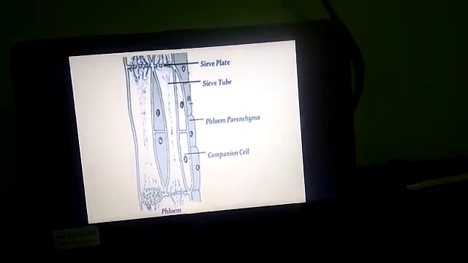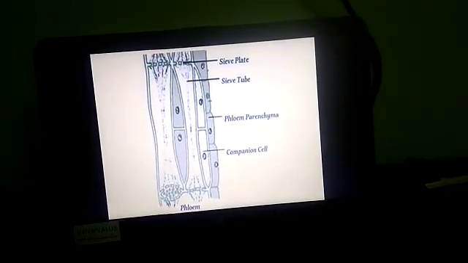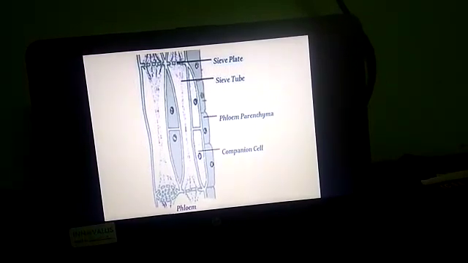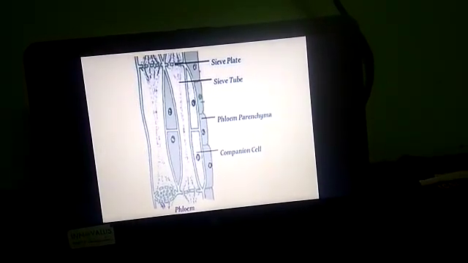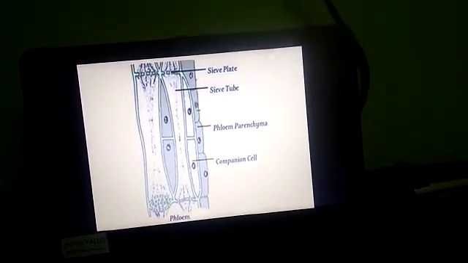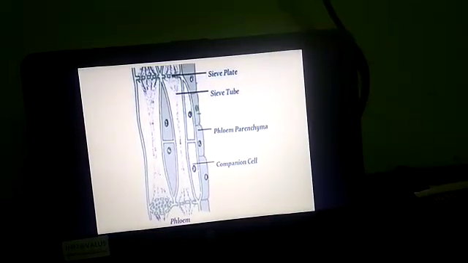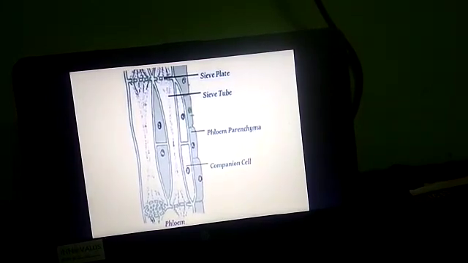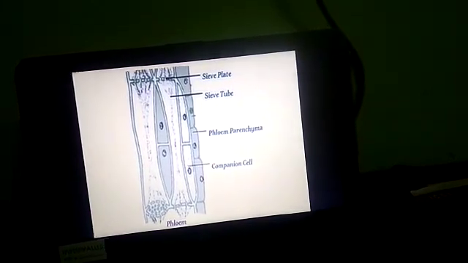Next, companion cell. Companion cells are living, thin walled elongated cells found attached to the sides of the sieve tubes. See, the companion cell is attached to the sides of the sieve tubes. These cells help sieve tubes in the conduction of food.